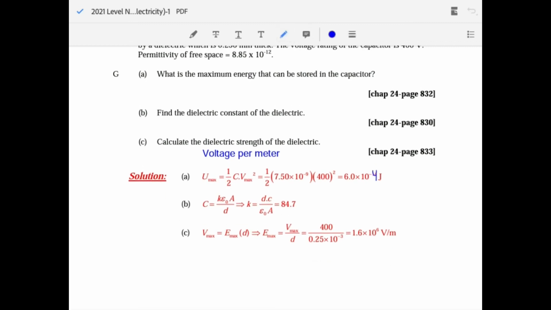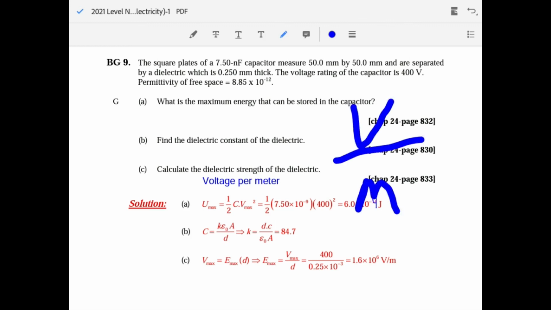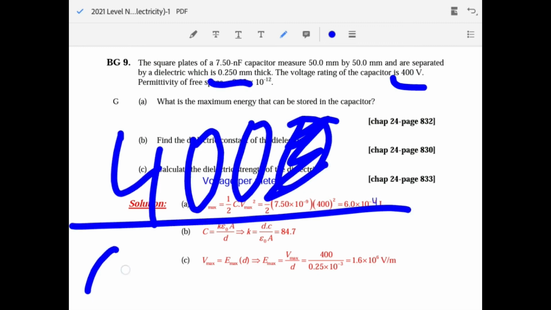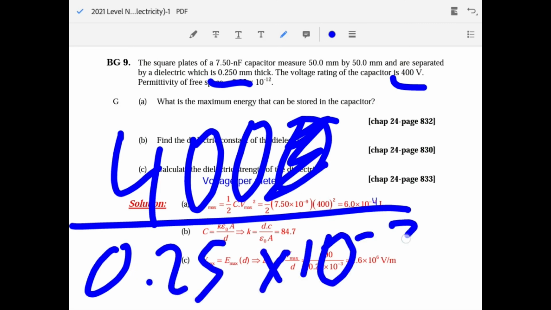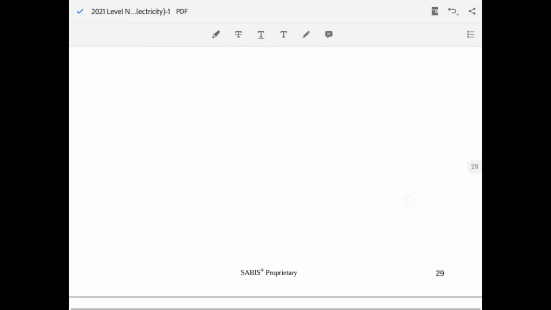Next, calculate dielectric strength. Dielectric strength is what it is in the capacitance itself. It's how the electric field will be because of this insulator. So you know that it's actually measured in volt per meter. So this is just a simple way to know the formula. It's voltage divided by distance. So it's voltage 400 divided by distance, 0.25 times 10 power minus 3. And you get the answer to be 1.6 times 10 power 6 volt per meter. And that's it for chapter 24.